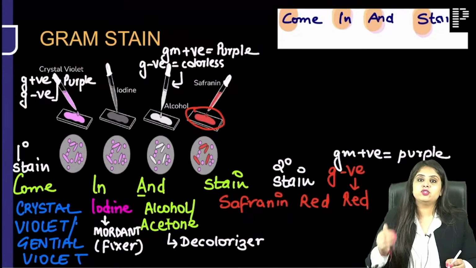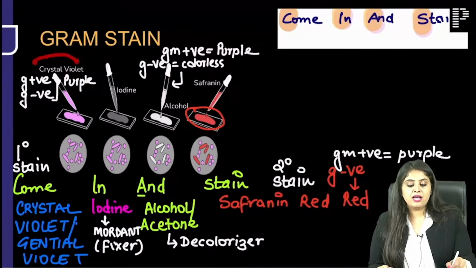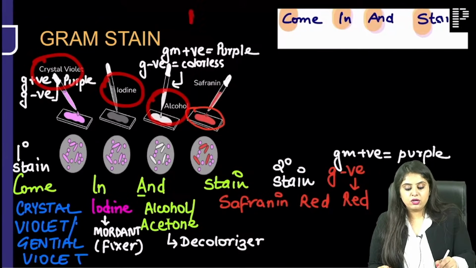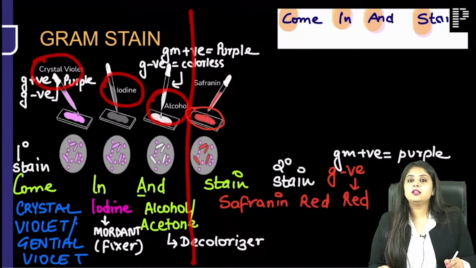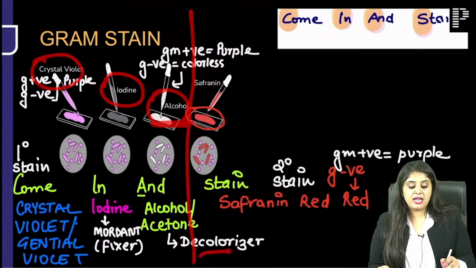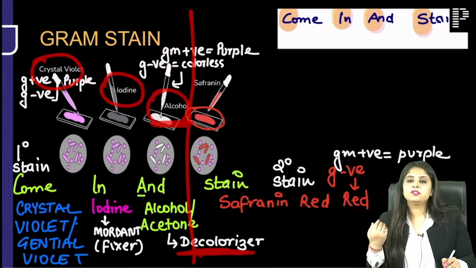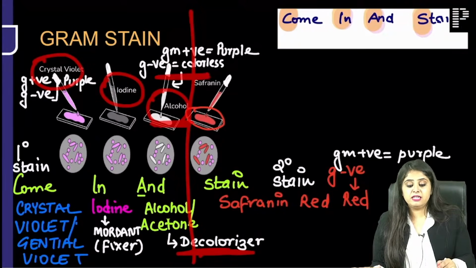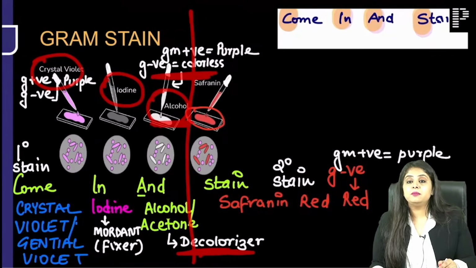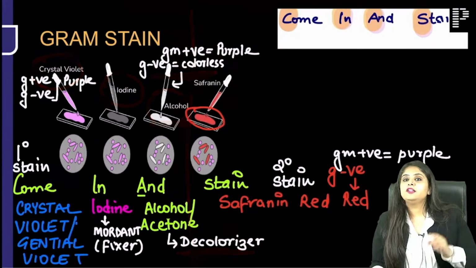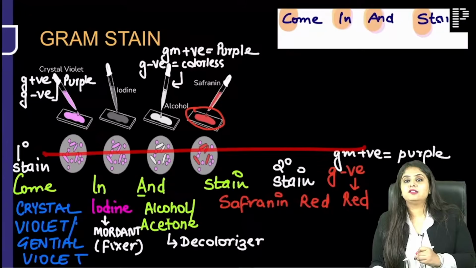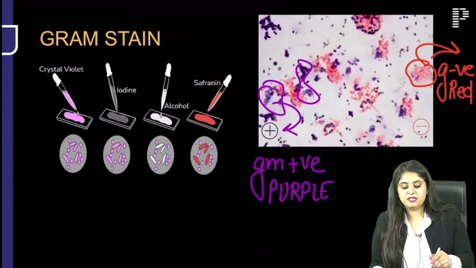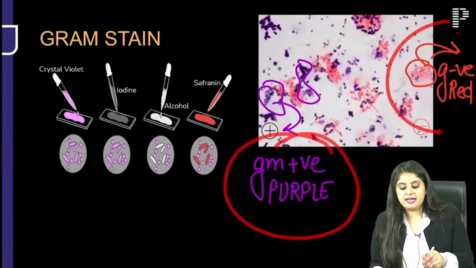Now comes the next question. You are a second prof student. You have added crystal violet, you have added iodine, and you have added alcohol. Stop the procedure here. What is the color of gram positive and gram negative? So you will say, okay, decolorizer has been added. This means gram positive is always purple. At any step over here, gram positive is purple. But after decolorizer, gram negative will be colorless. Then they say, you are an intern, you have finished all the steps. Tell me the end result. End result is gram positive is purple and gram negative is red.